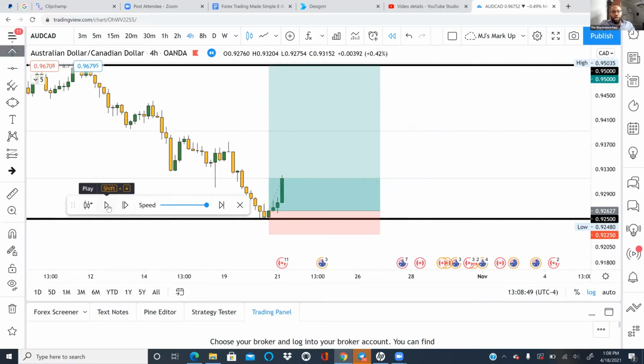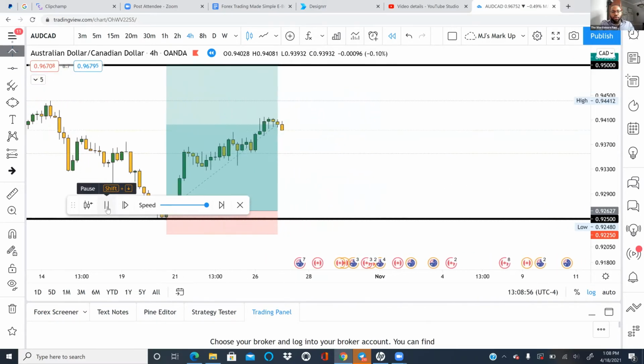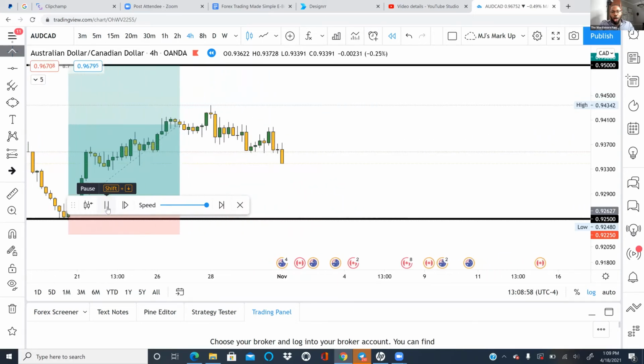Play it out a little bit faster just to see. As you see, just 3 candles in, we're deep in profit, right? Let's see how it plays. And it goes and goes. You're all the way in profit.